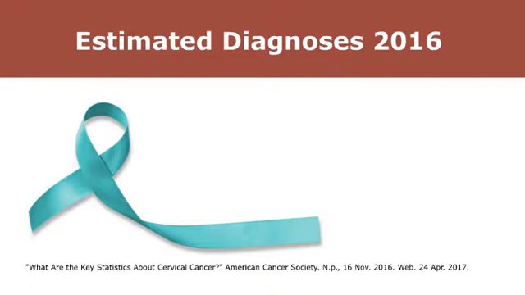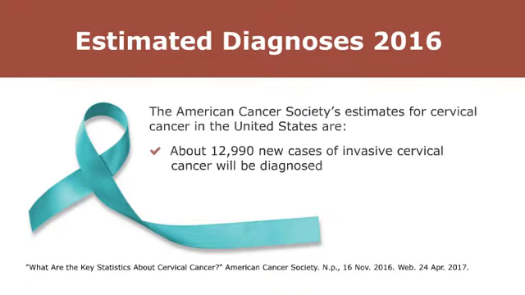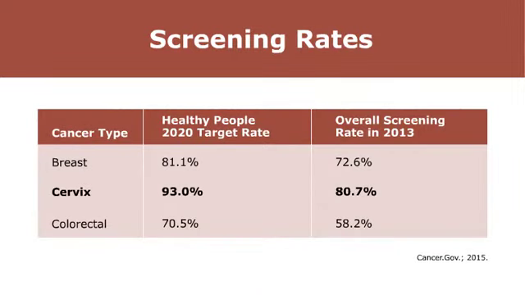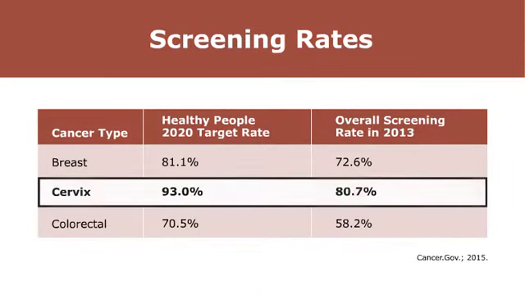You know that the lifetime risk of HPV infection is about 75% for sexually active individuals. You are also aware that new diagnoses from cervical cancer have declined over the last 40 years due to the availability of effective screening, and that the overall death rate for cervical cancer has been falling. You recall that screening rates in the U.S. are below the 93% target rate set by the Federal Healthy People Objectives. In 2013, the overall screening rate was 80.7%.